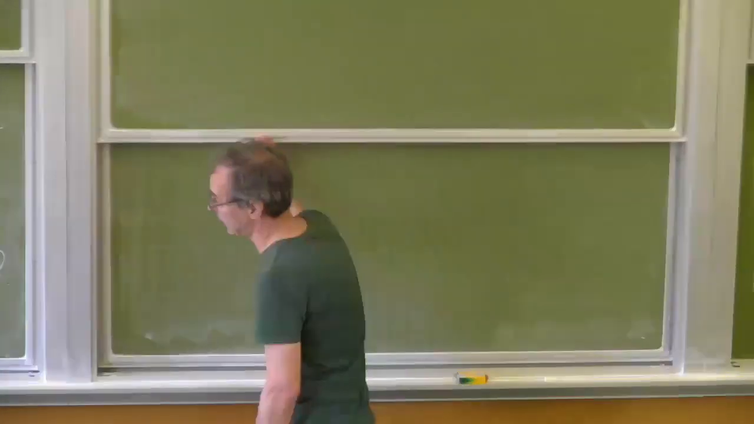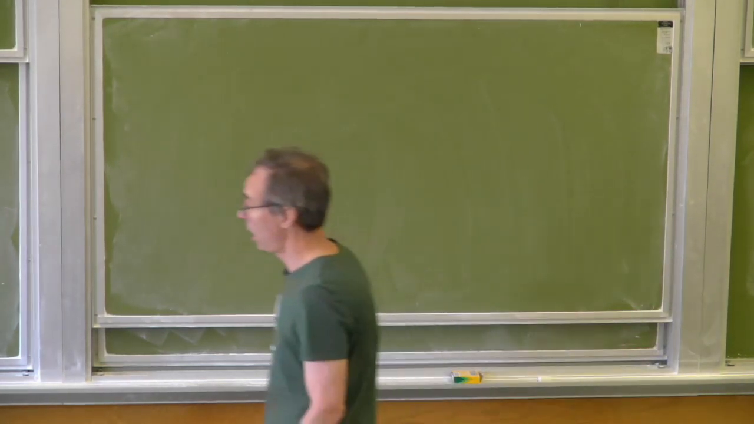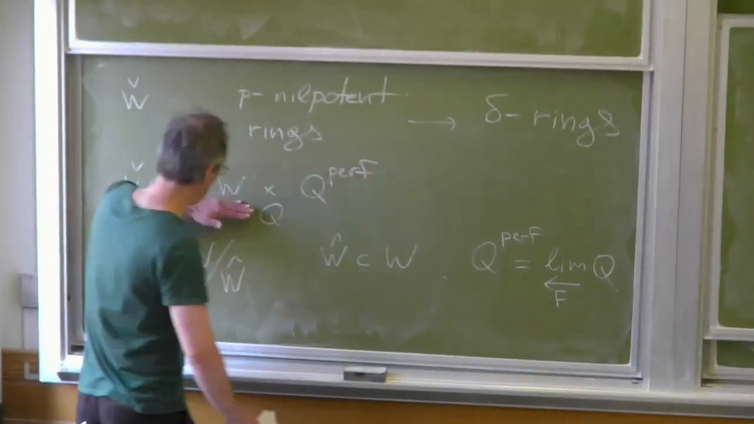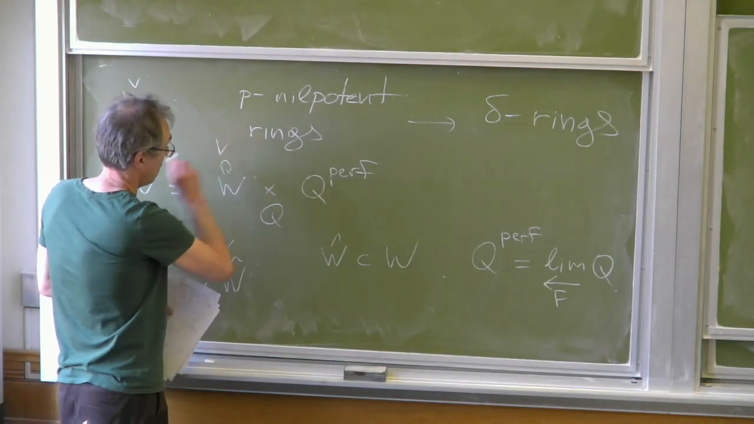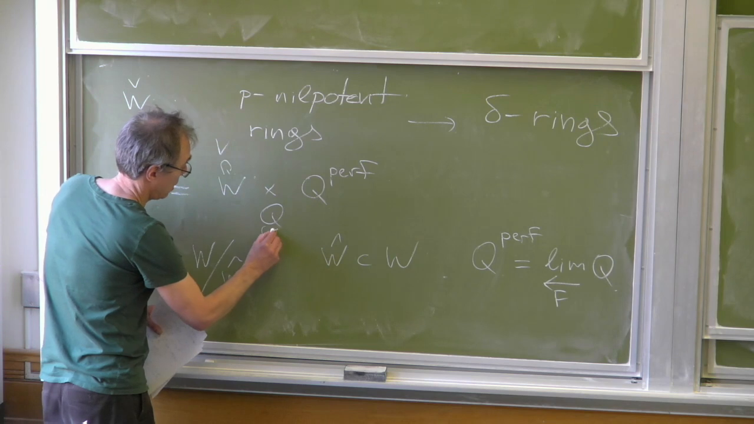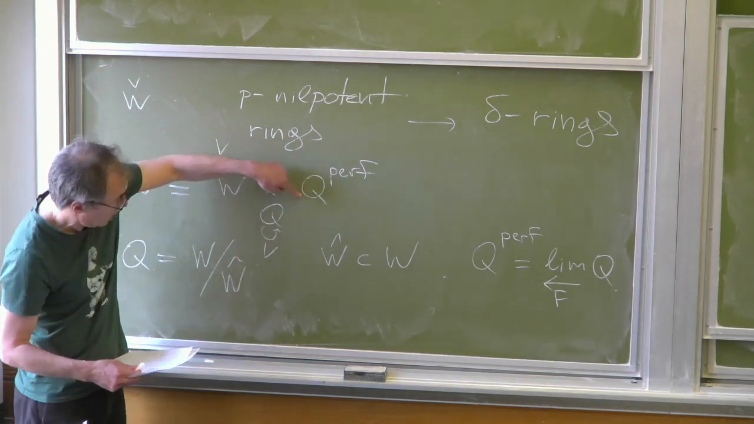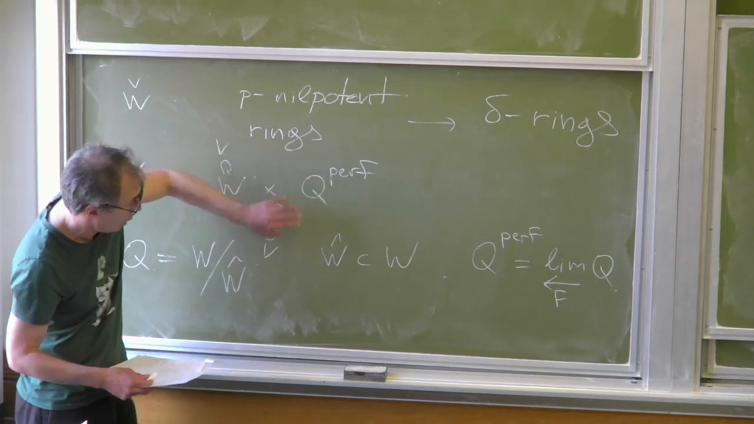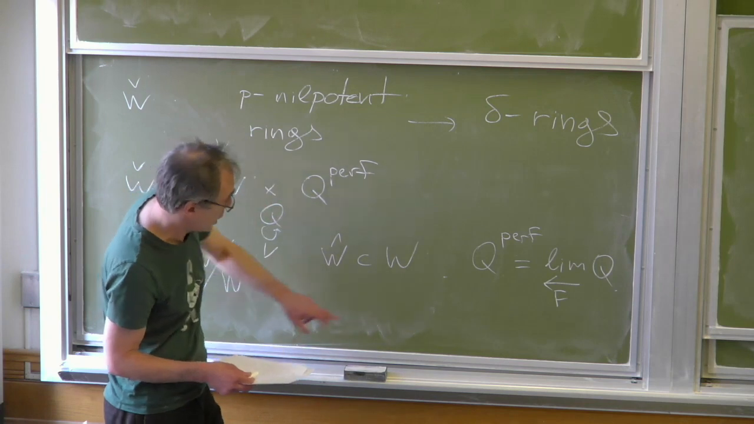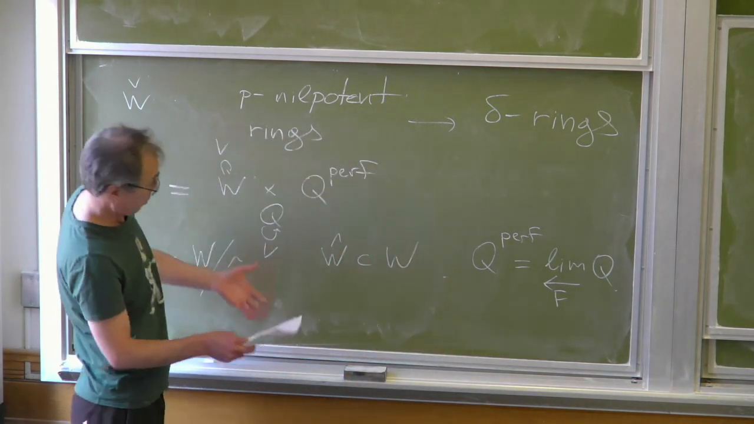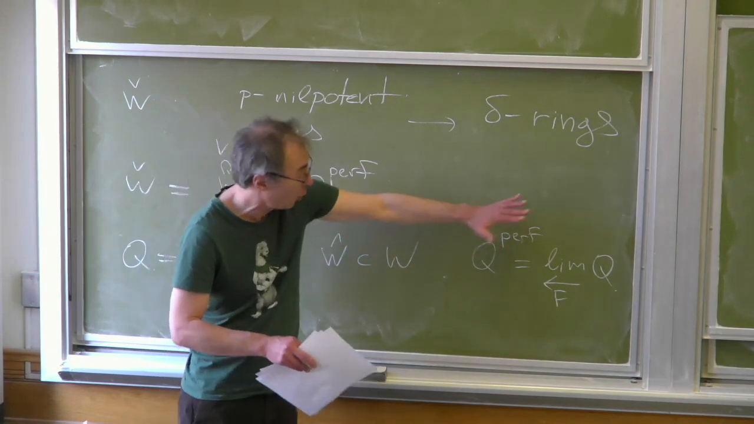Okay, so this W check has a little bit more structure. It has a kind of analog of Verschiebung. There is an action of V here, and there is an action of V here. But in general, Verschiebung on Q does not commute with F. So there is no way to lift the nature of Verschiebung on Q to Q perf.